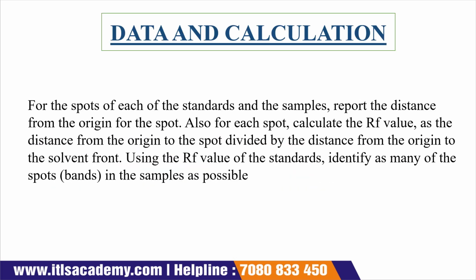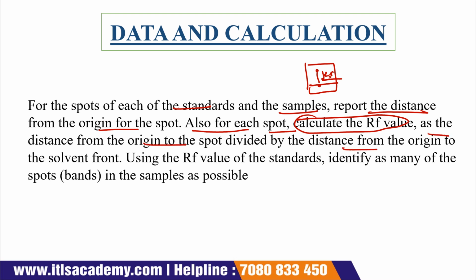For each spot of the standard and sample, report the distance from the origin. Also for each spot we have to calculate the Rf value that I already told you. Suppose this is your spot and this spot along with the solvent moves here. So this distance is called the Rf value. It is the distance from the origin to the spot divided by the distance from the origin to the solvent front. Using the Rf value of the standard, identify as many of the spots in the sample as possible.